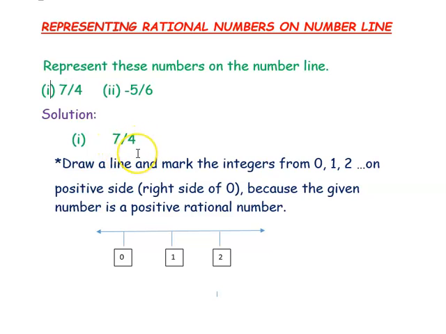So the first step to represent the number on the number line is you have to draw a line and mark the integers 0, 1, 2, 3 on the positive side of the number line. That's on the right side of the number line, because if you see, the given number is a positive rational number. So we are taking it as 0, 1, 2, 3, like this it goes on, on the right side of the number line.